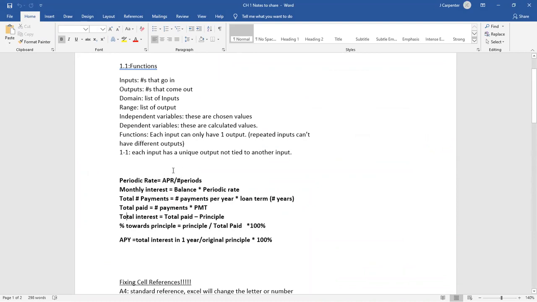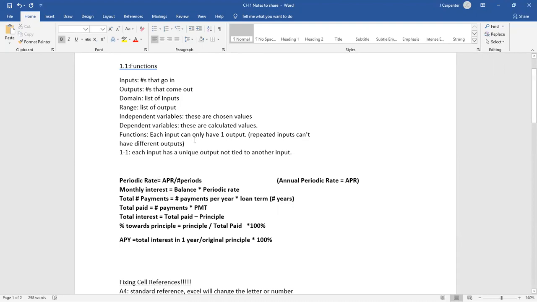So APR, that's annual periodic rate. Again, APR is annual periodic rate. So I don't think I wrote that anywhere up there. So if you wanted to find a non-annual rate, you just take the APR and divide it by the number of periods.